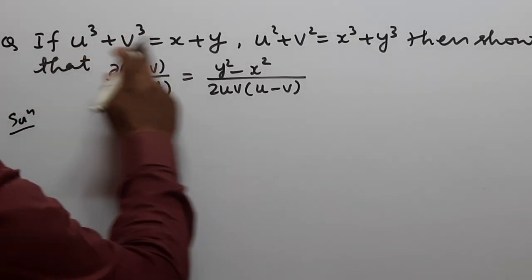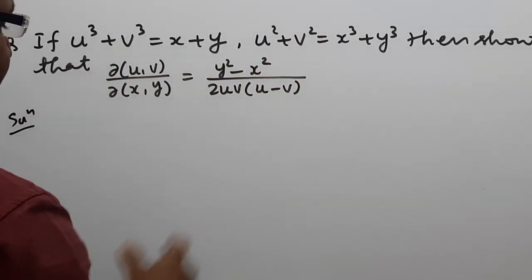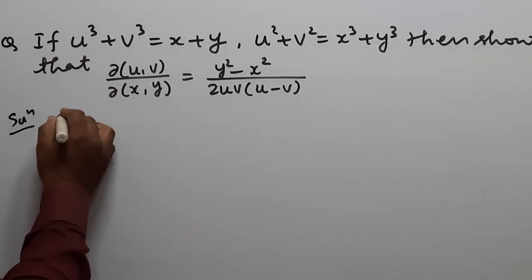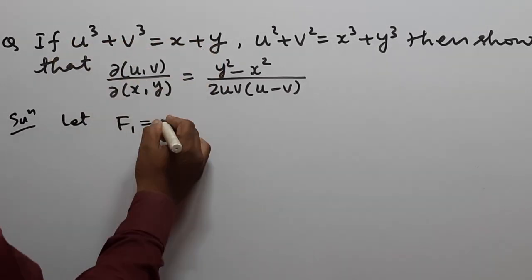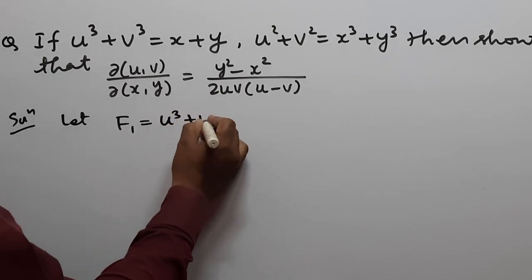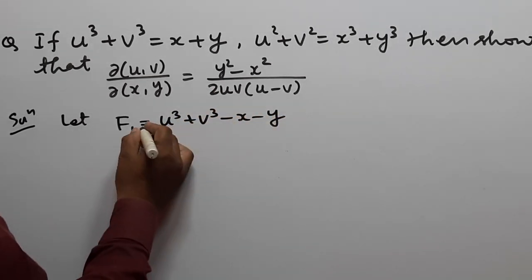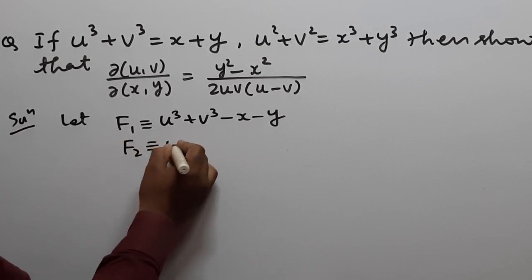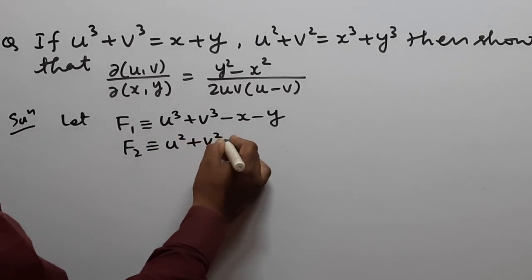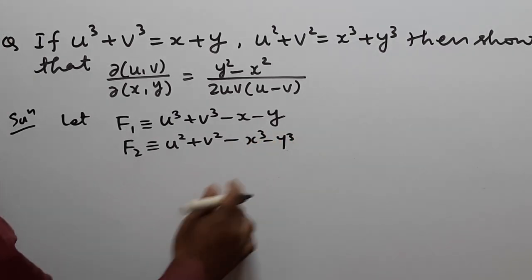Here the implicit relations are given between the functions and the independent variables. So first we suppose that f1 is equal to u cube plus v cube minus x minus y, and f2 is equal to u square plus v square minus x cube minus y cube.